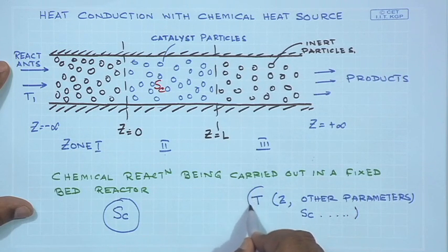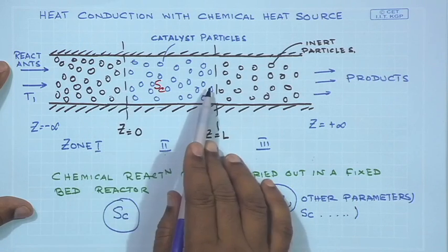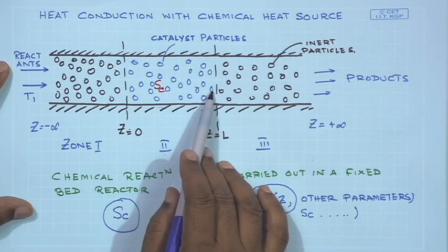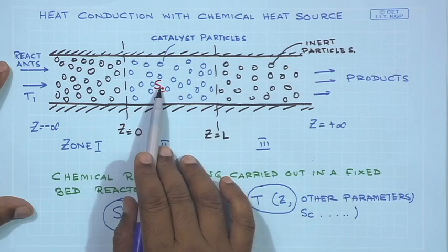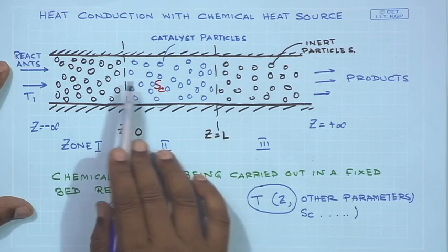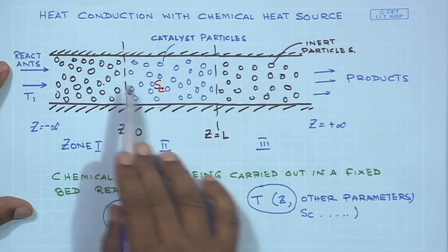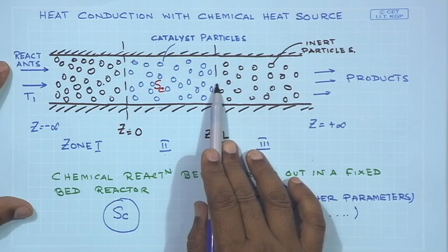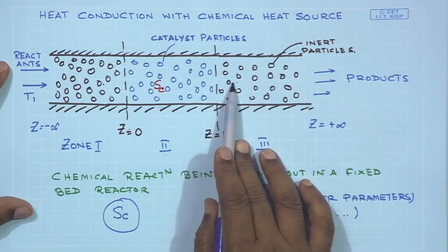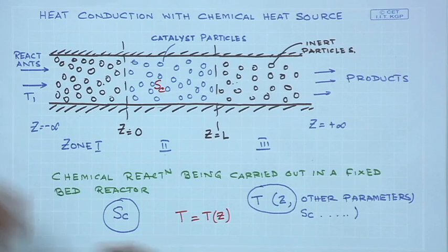But principally we would like to find out how temperature varies axially in the reactor, and whether having an exothermic reaction in this part would affect the temperature profile of the reactants entering the reaction zone or the temperature profile of the products leaving the reaction zone. So, our basic aim in this is to obtain T as a function of the axial position in here.